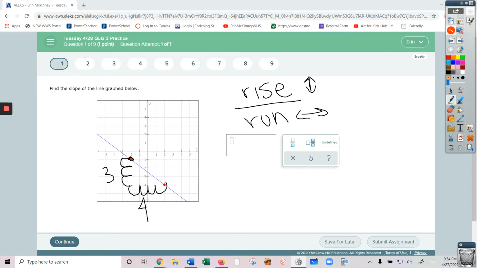Now, keep in mind, whenever we are counting, if we ever go down or if we go left, we have to make the number negative. So for the 3, we went down, so that becomes a negative. But for the 4, we went right, so that stays a positive. So we'll have a negative 3 over 4, and that's what we would type in for our answer.